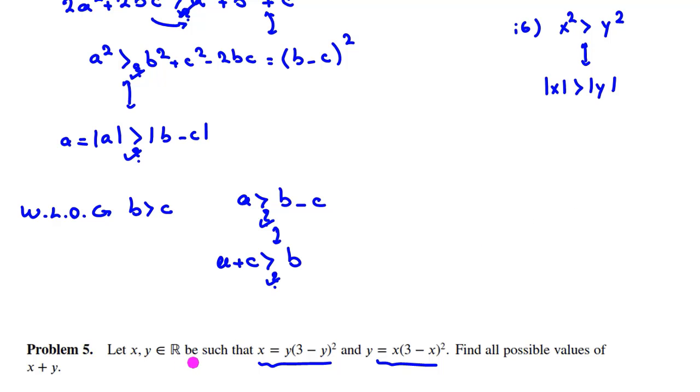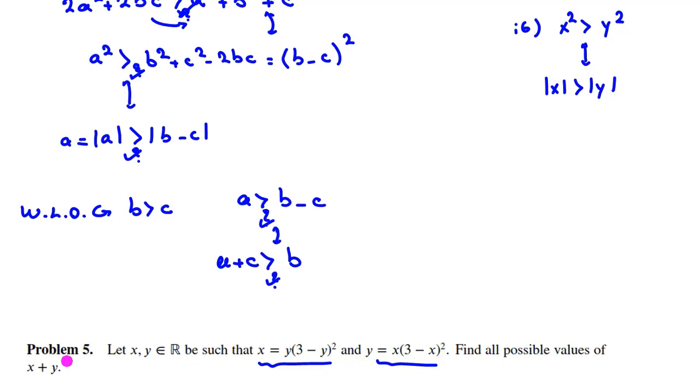It says: let x, y be real numbers such that x equals y times (3 minus y) whole squared, and y equals x times (3 minus x) whole squared. Find all possible values of x plus y.